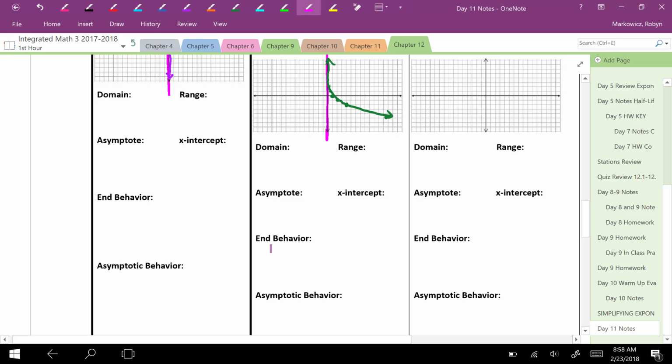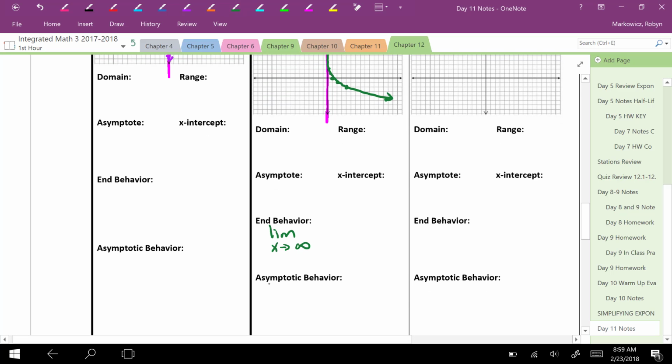So here, end behavior is the limit as x is approaching what? Positive infinity, okay? Where asymptotic behavior is the limit as x is approaching 0 from the right, or the positive. So you gotta make sure you have that plus sign in there.